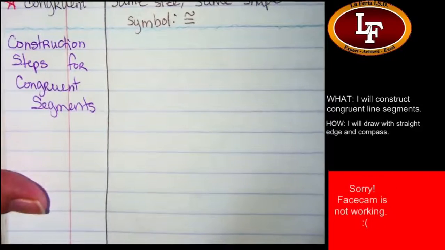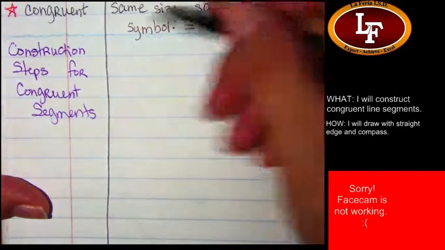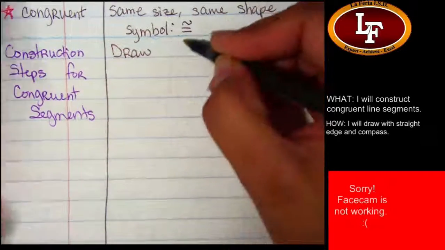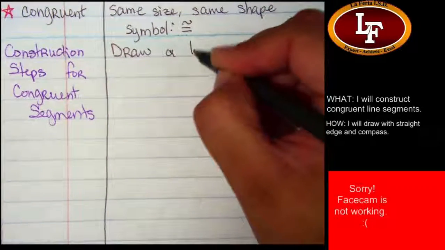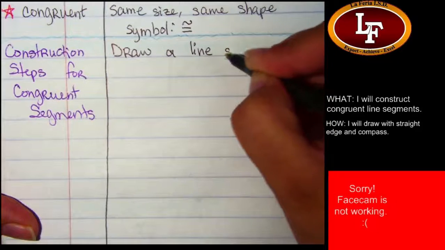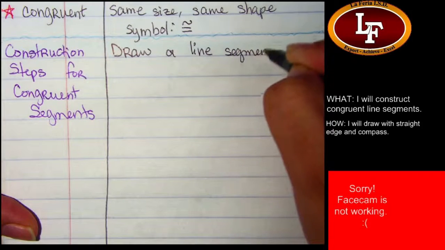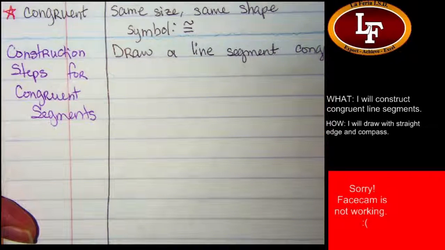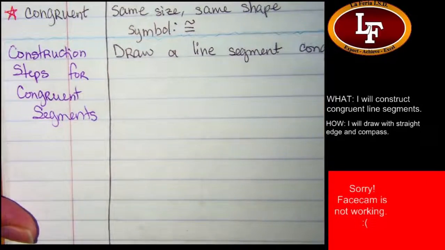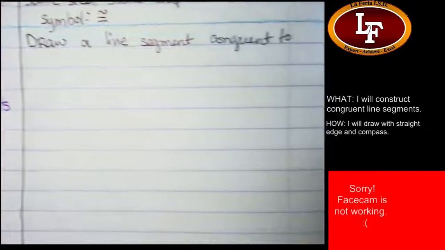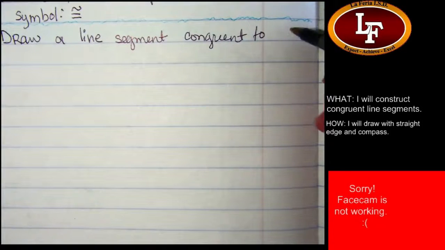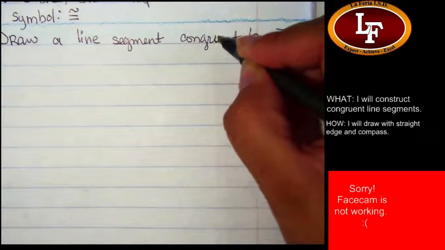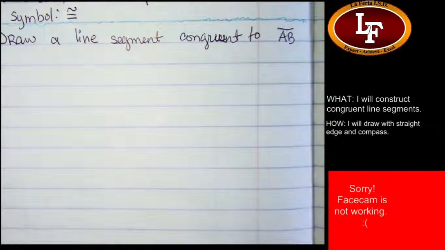All right. These steps are going to be very useful when you see directions that look like this. Draw a line segment congruent to line segment AB, or some other line segment name that they happen to give you.